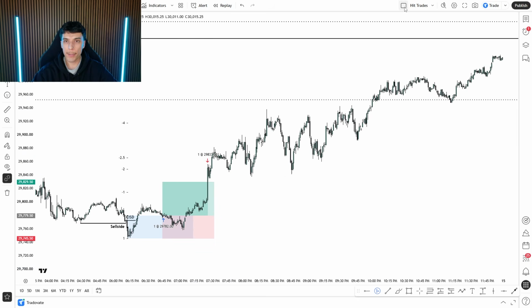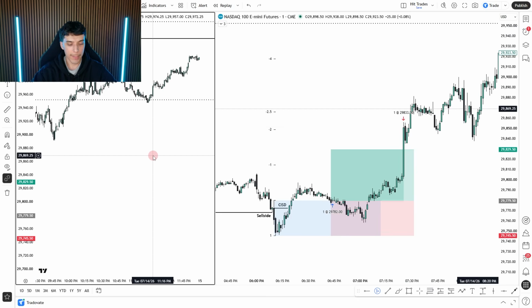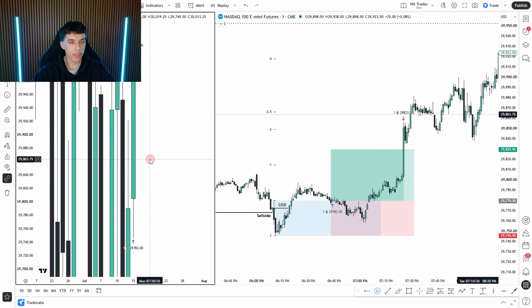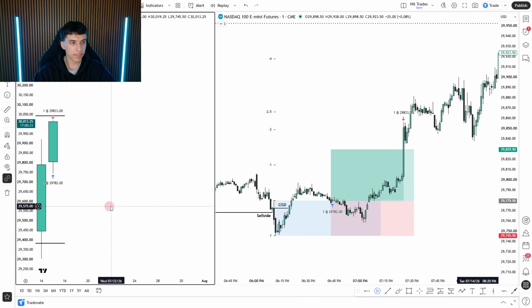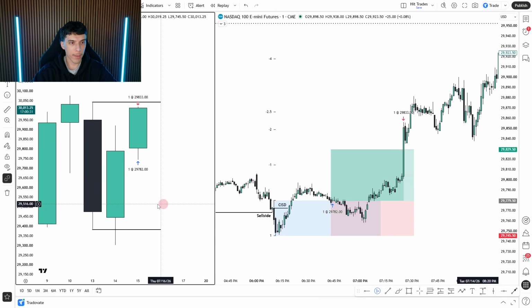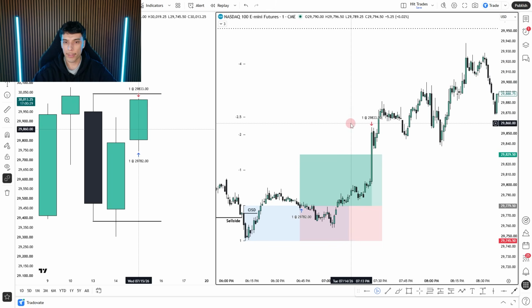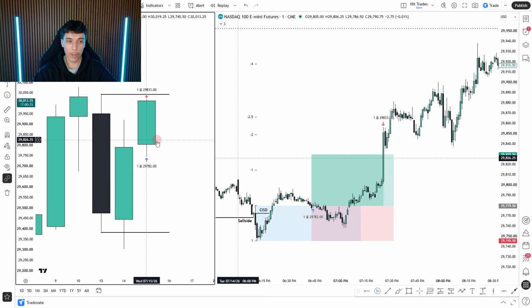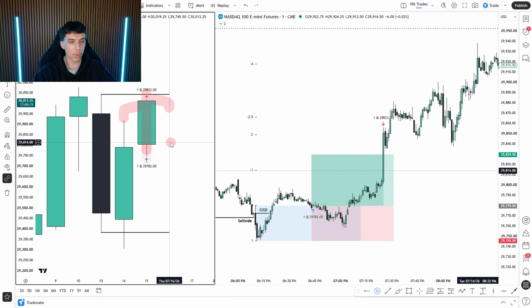And let's pull out the higher time frame chart so we can have them side by side. So we'll have the daily chart to our left, and then we'll have our lower time frame chart to our right. Here we have our daily CRT. Well, look at this third candle. We opened up, we have a little wick lower, and then price has exploded higher.